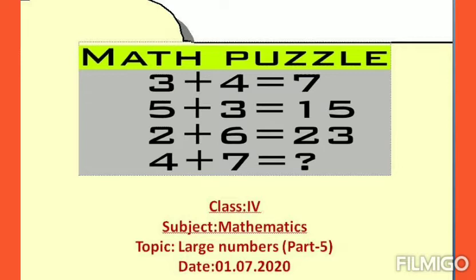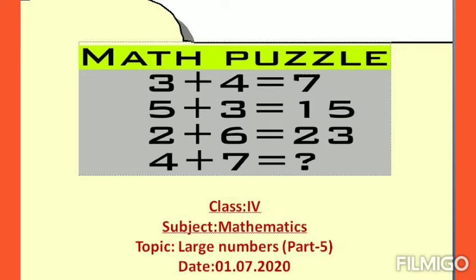You try. And now I am going to help you to find the solution of this puzzle. All of you be ready. Okay children, now let's start. Here at first we have 3 plus 4 is equal to 7. Is this the correct answer? Yes, 3 plus 4 is 7 only is the correct answer. In the next one, 5 plus 3 is equal to, what is 5 plus 3? 5 plus 3 is 8.